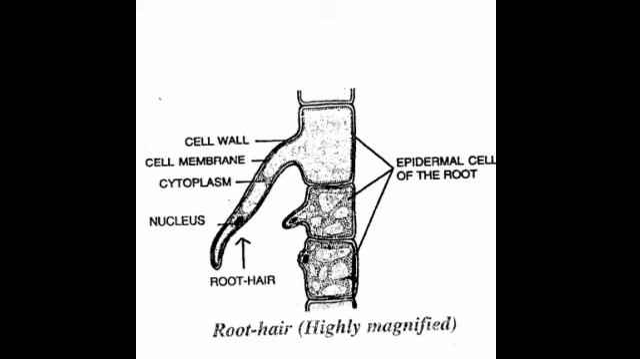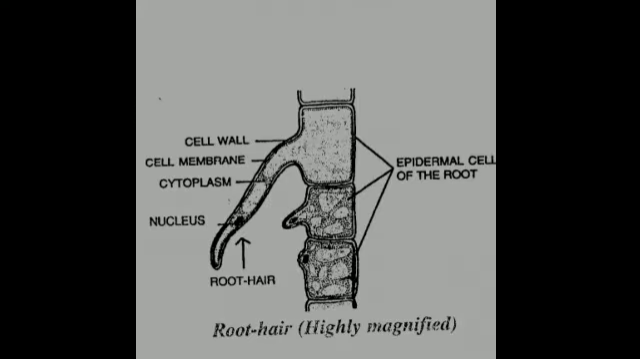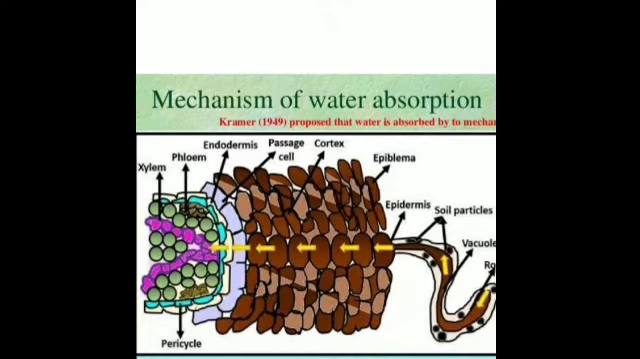Is that clear? Now let's first see the cellular structure of the root. If we cut a small part of the root and see under the microscope, we see different types of cells that are present in the roots. So this is the root hair.